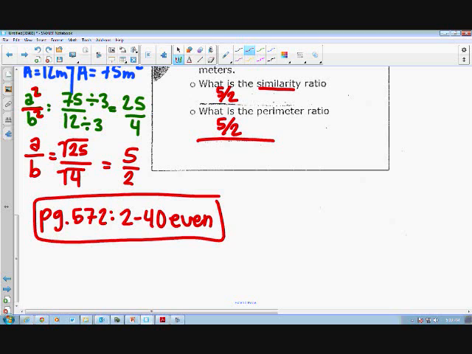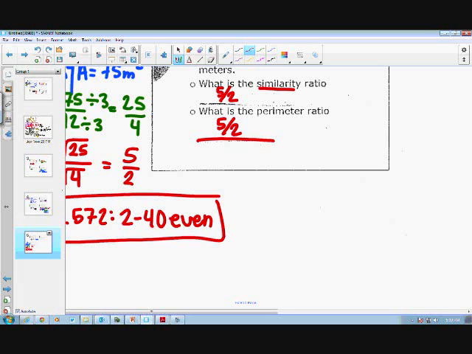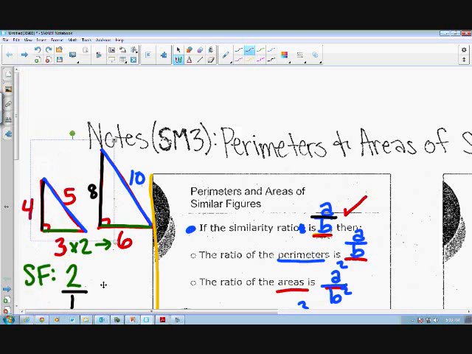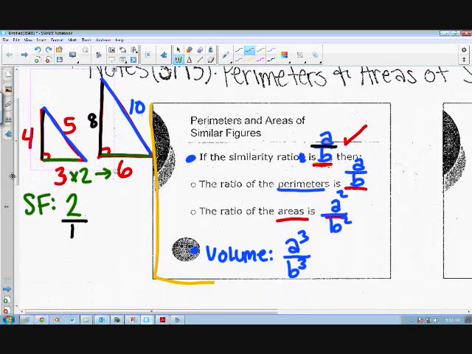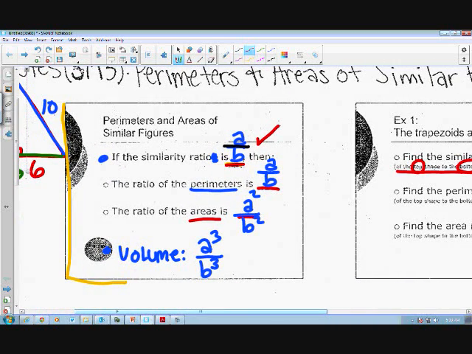Remember, let's go back and just review that very first slide. The slide I highlighted in yellow. Remember, similarity ratio is A over B. Guess what? Perimeter ratio is also A over B, so they are the same. Yay, easy, they are the same.